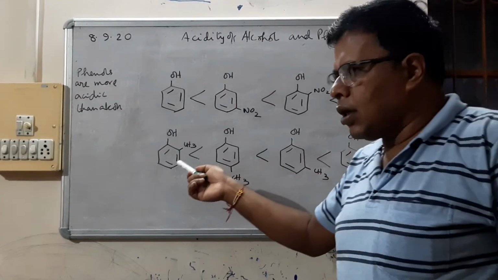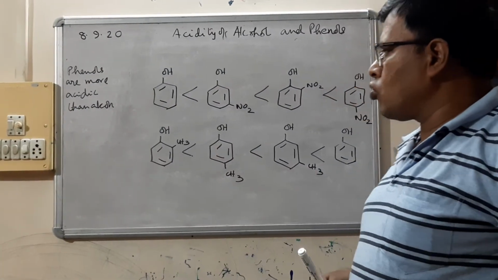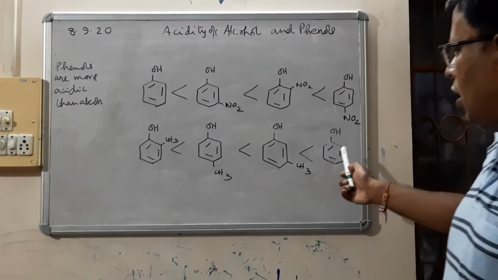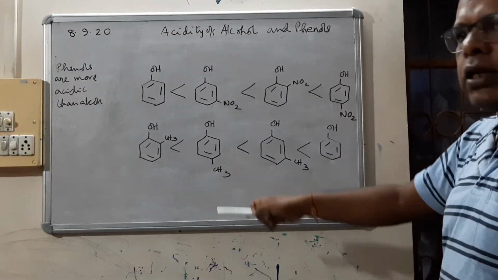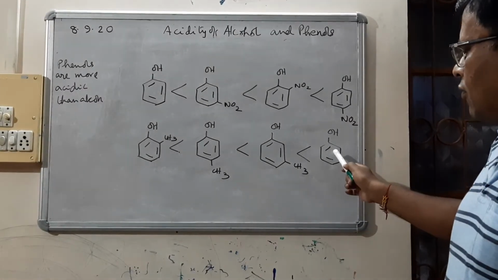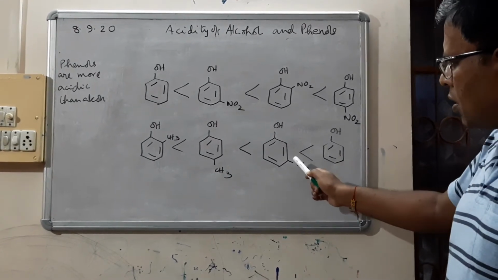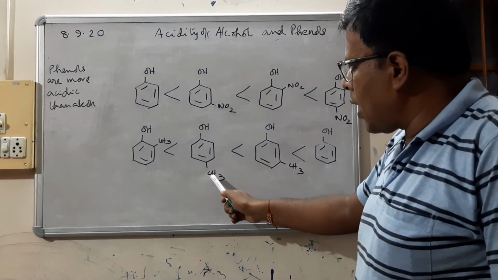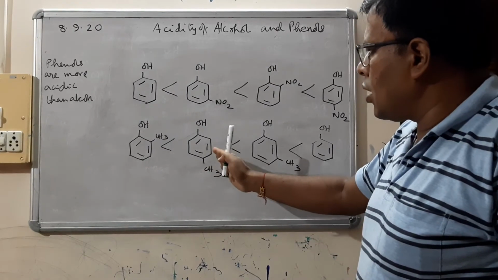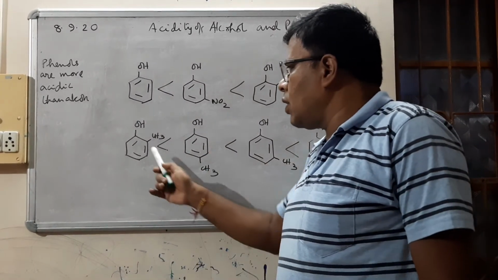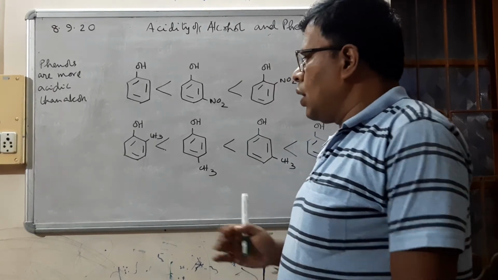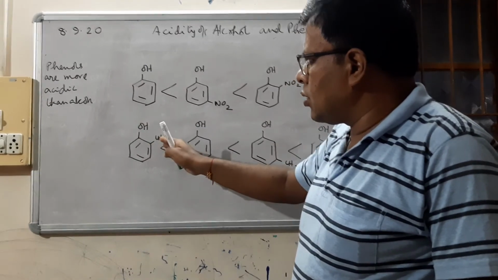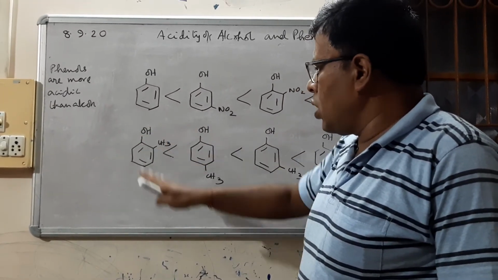Now here you see another case. Here we have an electron releasing group or electron donating group. Since these groups will decrease the acidity, phenol itself will be most acidic. Then it will be the meta one, then the para one, and least acidic will be the ortho one, because it's very near, so the release will be more here than this one.